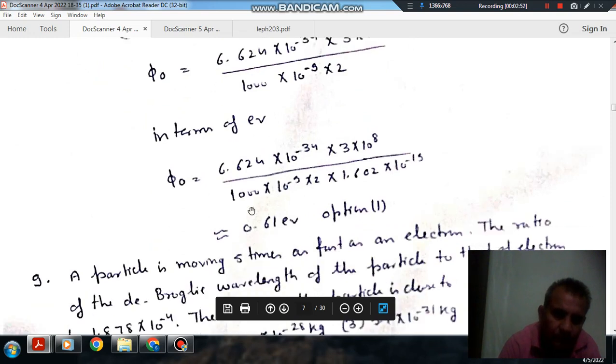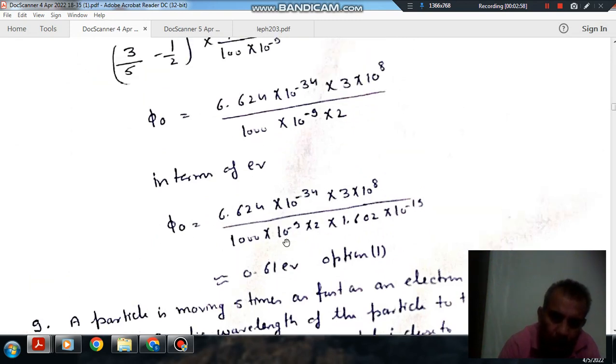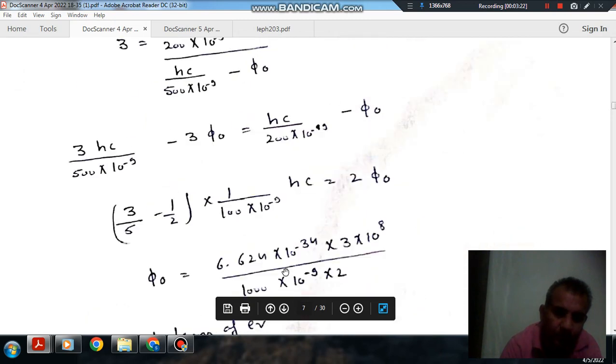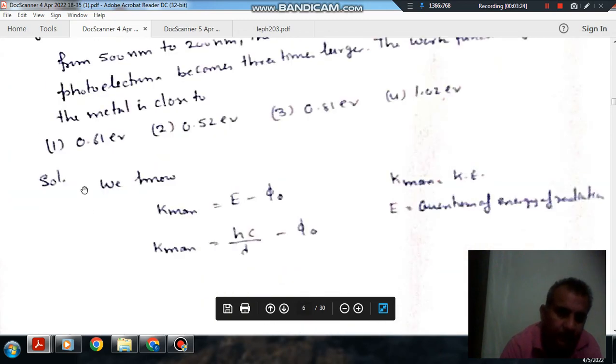So the answer is 0.61 electron volt, or putting the values and solving it, this will be approximately 4, and 4 into 3 is 12, and 12 divided by 2 is 0.6. Then we can add and subtract according to the sign, the powers of 10. So the answer will be 0.61 electron volt. Option 1 is the right answer.